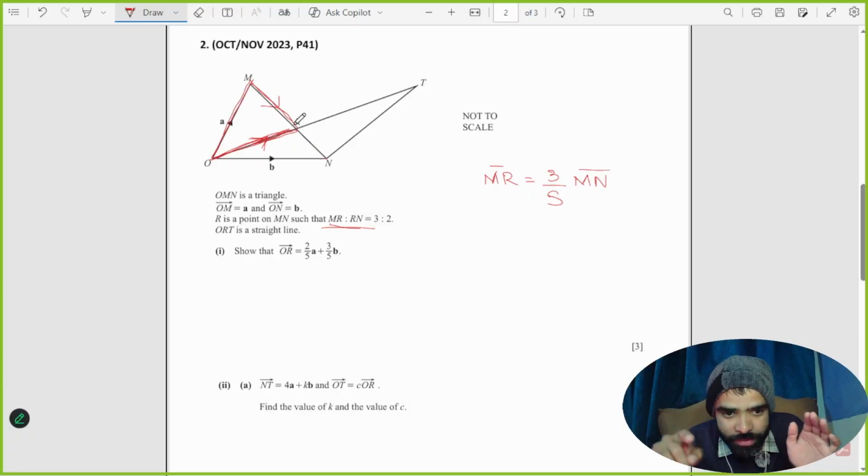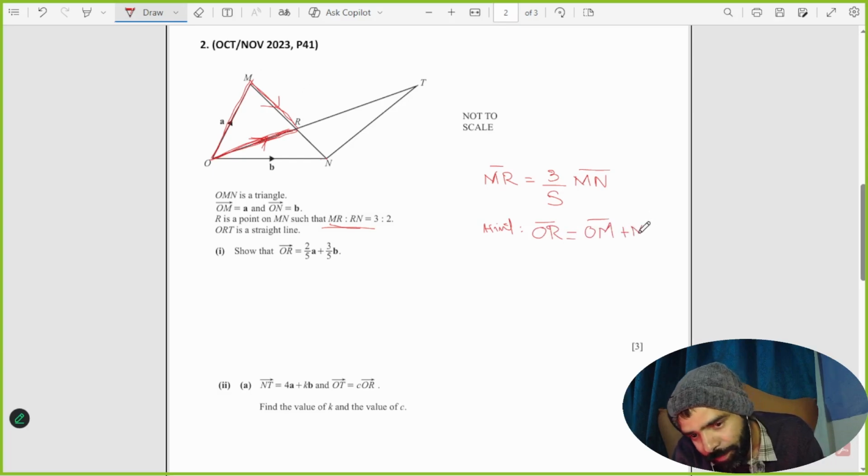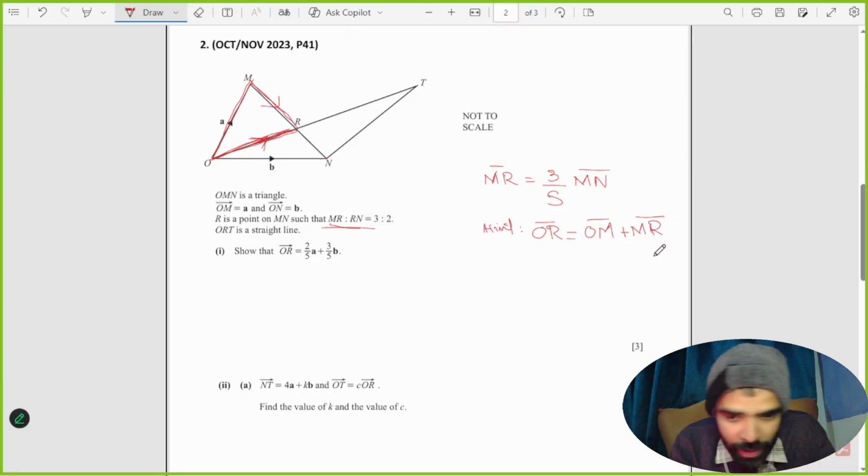There are three sides, so these two sides are joined in such a way that head and tail are touching. O to M plus M to R, I mean OM vector. The hint is, OR vector you can get once you go from O to M. So OM vector plus then you go from M to R. Okay, you can find this.